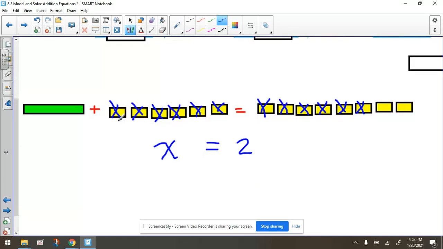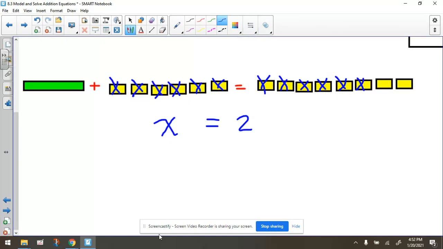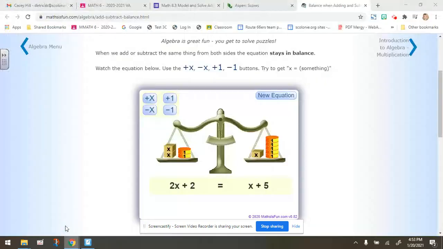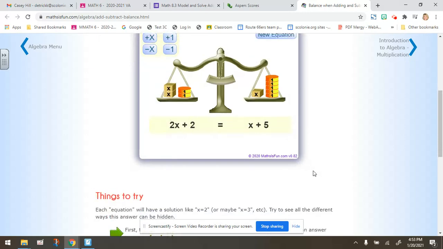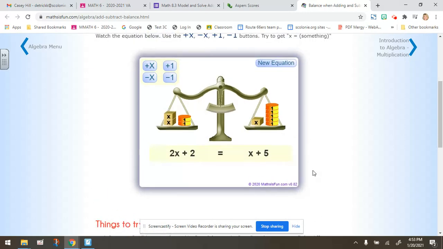All right, so now let's look at something that's a little more complex. We're going to use an app for that. Here it is. All right, so here's an equation that says 2x plus 2 equals x plus 5. Now, if we take stuff off of one side of the balance, how about some of these little discs, which are the whole numbers? Let's take one off. So we took one off of there, and we take another one off of here.